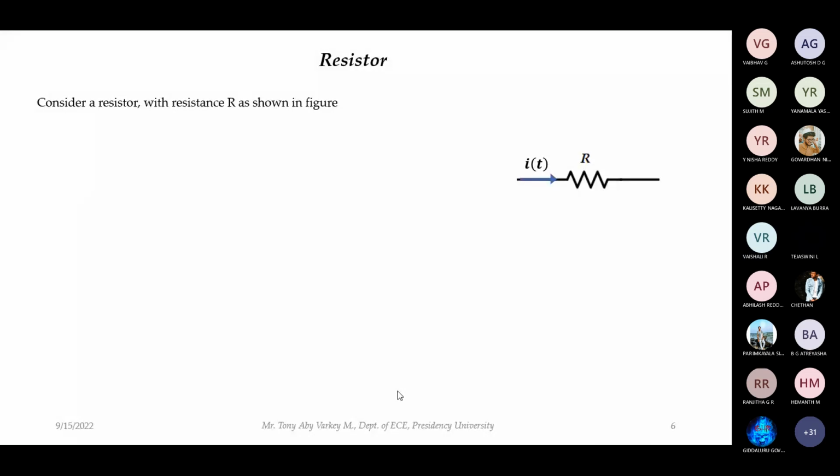No, no, no. The current entering terminal will be positive for a resistor. So voltage will be developed, and that voltage developed across the resistor, I am naming it as VR(t). Clear? Always remember, the current entering terminal will be positive for a resistor, always. So now tell me, what is this VR(t)?